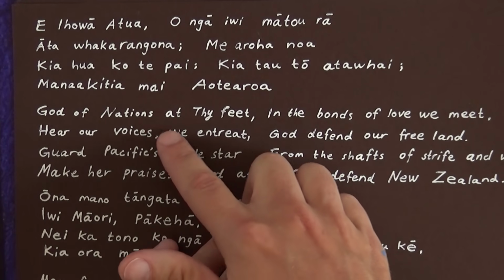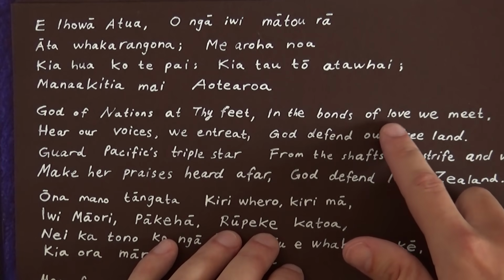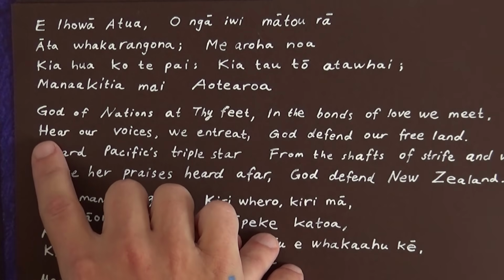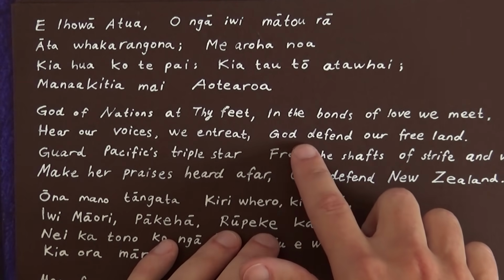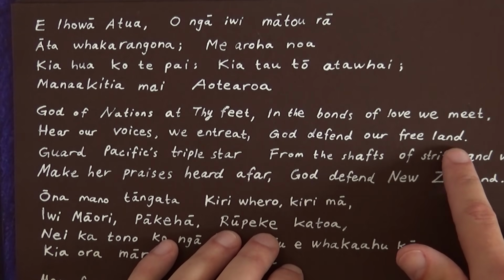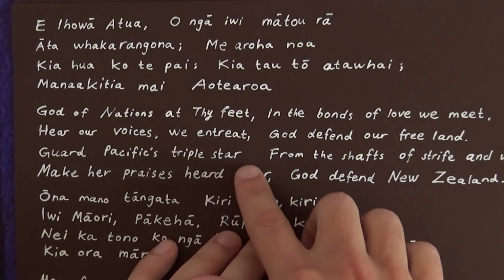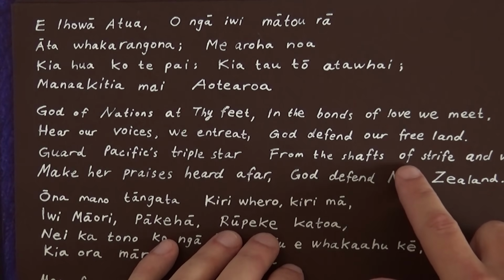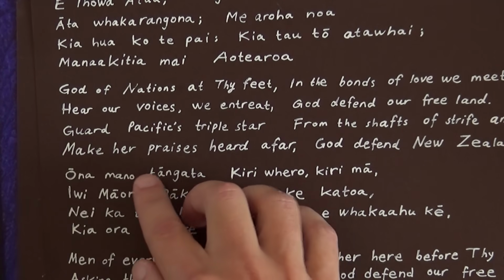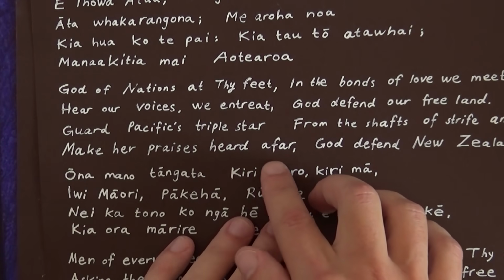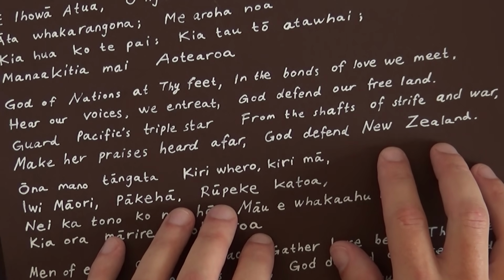God of nations, at thy feet, in the bonds of love we meet. Hear our voices, we entreat. God defend our free land. Guard Pacific's triple star from the shafts of strife and war. Make her praises heard afar. God defend New Zealand.